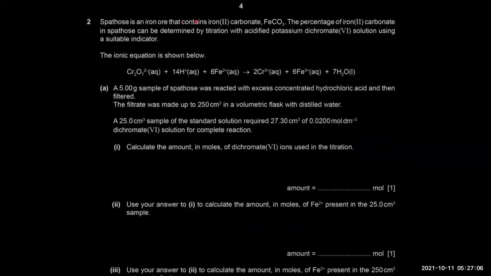Spathos is an iron ore that contains iron 2 carbonate. The percentage of iron 2 carbonate in spathos can be determined by titration with acidified potassium dichromate 6 using a suitable indicator. The ionic equation is shown below. So what we have is a 5-gram sample of spathos, which is impure iron 2 carbonate, and we react it with excess concentrated hydrochloric acid, right? And then filter it. The filtrate was made up to 250 cm cube, and 25 cm cube was taken.